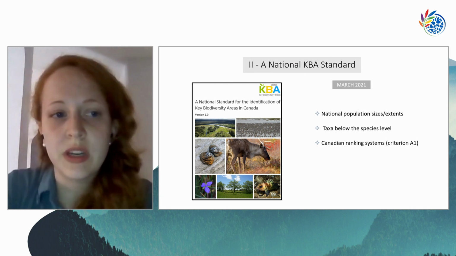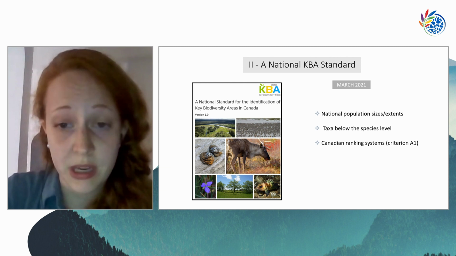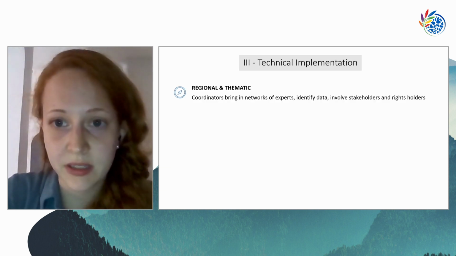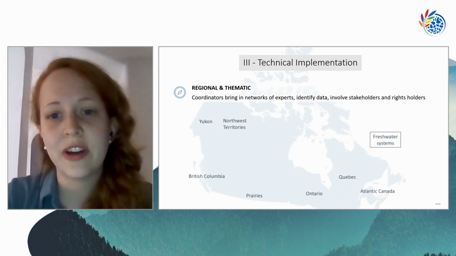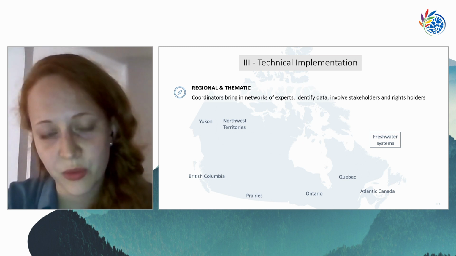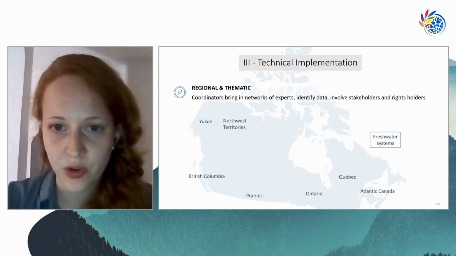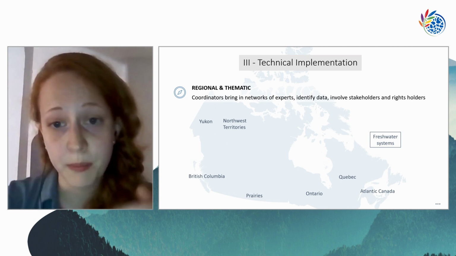And we also use Canadian ranking systems to assess threat levels within Canada. Next, please. And finally, I think our technical implementation really captures the essence of the work that we're doing. So firstly, we've broken up the work into regional and thematic initiatives.